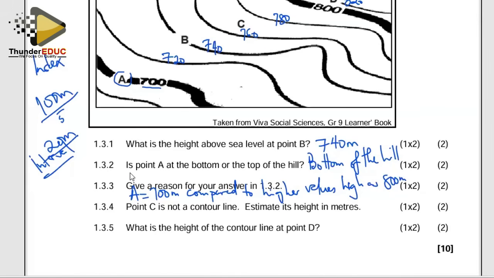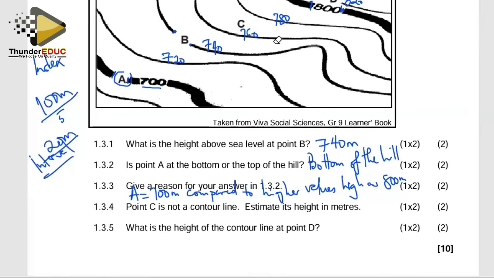Right. Point C is not on a contour line. This point here, I think you cannot see. If it was a contour line, it would be broken like this, and the height written in between. Or like this, it's broken, or like that, it's broken, and the height is put within the broken space. But this one is not anywhere on a contour line. So it says C is not on a contour line. Estimate its height in meters.